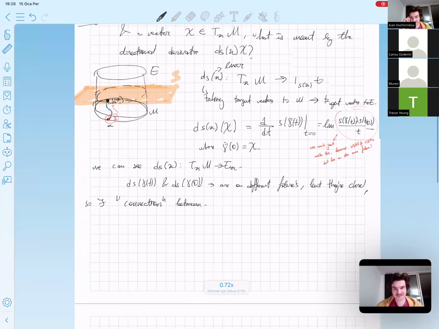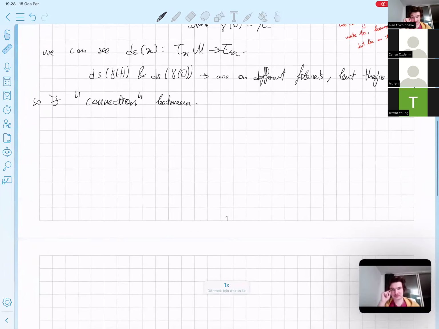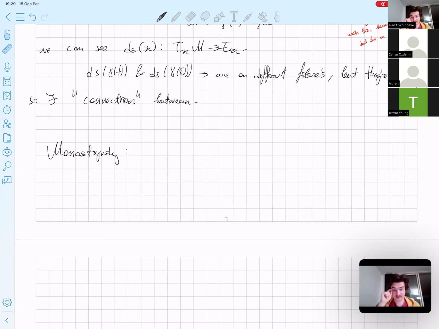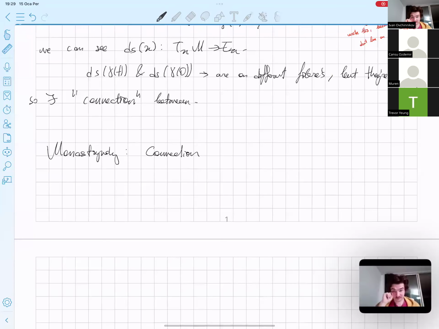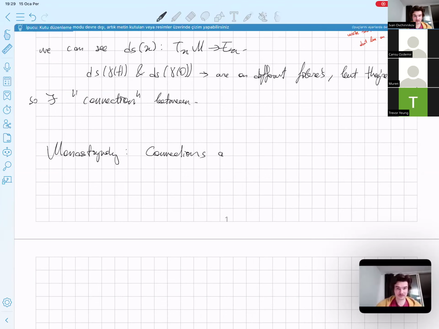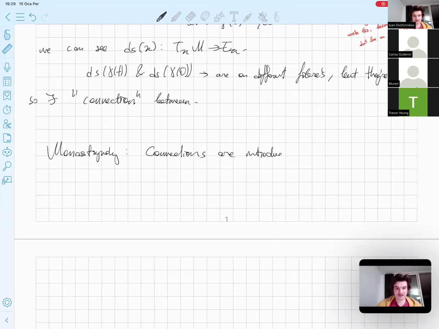And a little quote from Monastyrsky is that connections are actually introduced to define parallel transportation. And by parallel transportation, we mean exactly taking one thing and carrying it along a curve, where the carried object is always parallel to the first one. Connections are introduced to define parallel transportation.